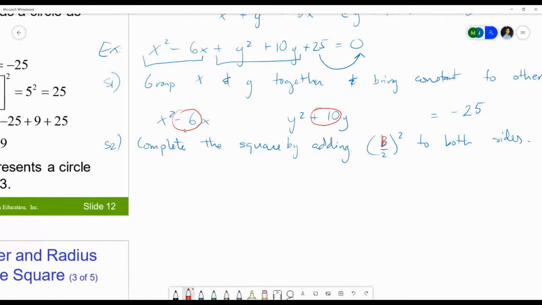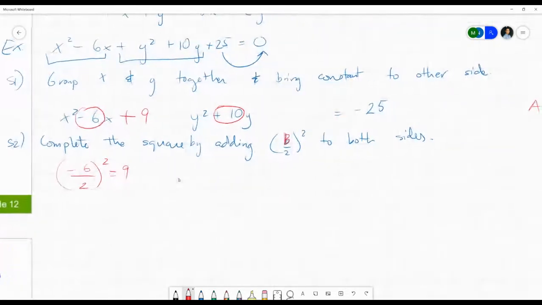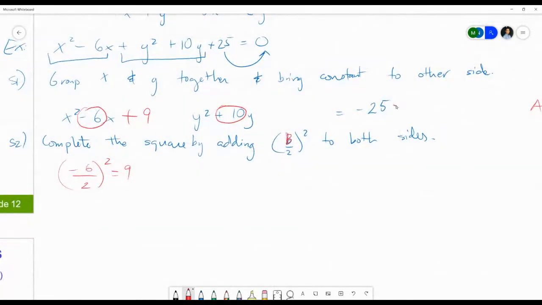So the b here for the x is negative 6. So negative 6 divided by 2, squared. Negative 6 over 2, that's negative 3. Negative 3 squared is 9. I'm going to add 9 here. So in order for this equation to be balanced, I need to add it to both sides.